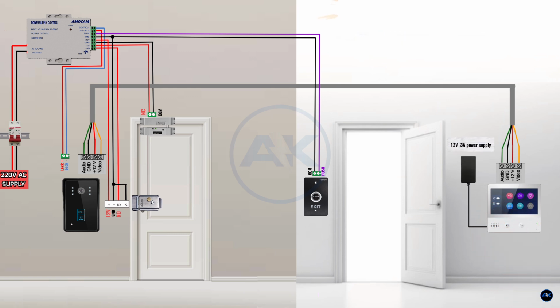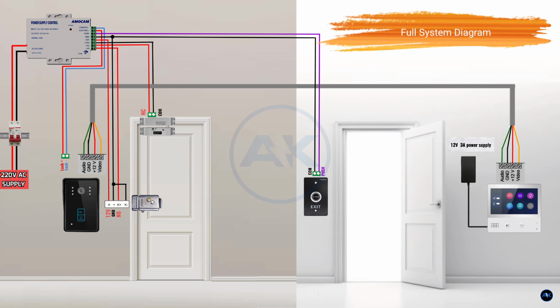Let's recap. Power supply feeds everyone. Camera talks to the monitor. Control lock triggers the electric locks. Exit button overrides everything. And that's how it all works.